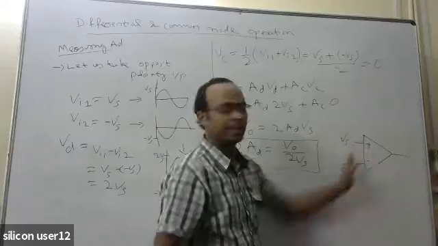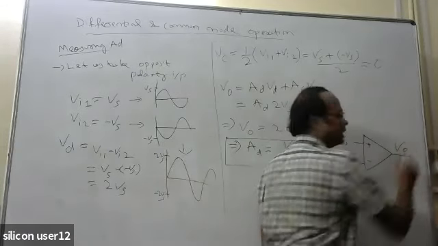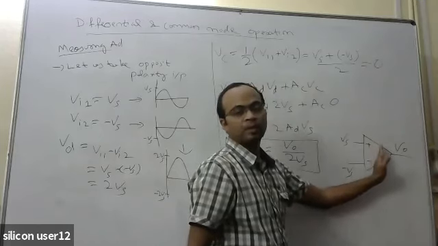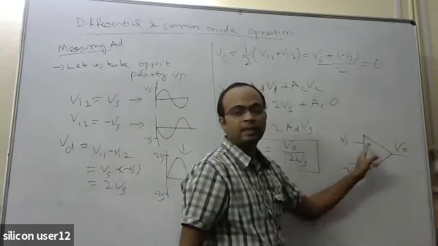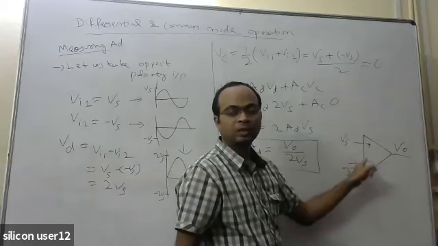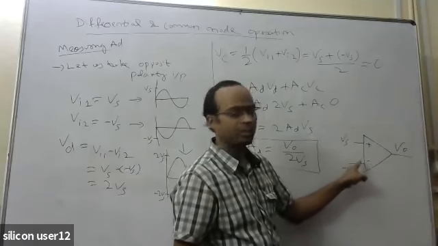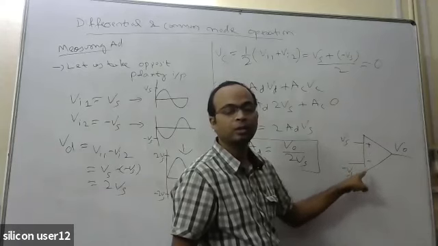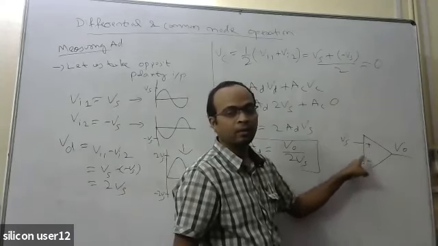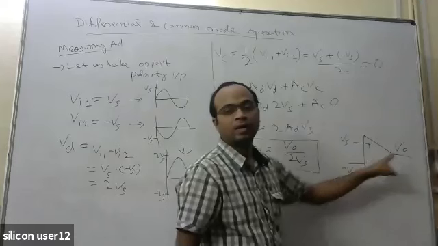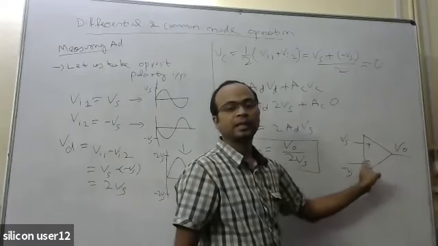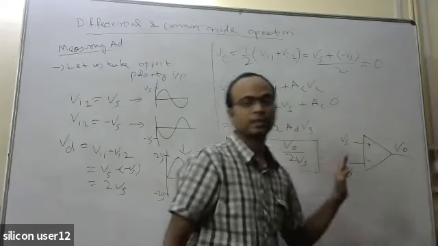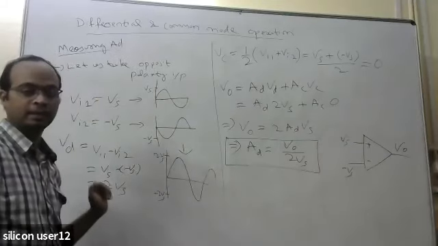Okay, so in this scenario, if my output is V0, then the net gain of this op-amp is equal to V0 by the net applied voltage. So how much did I apply differentially? Vs here and minus Vs here, so the difference between the two is 2 Vs. I applied 2 Vs here and my output came as V0. That means the gain is V0 by 2 Vs. Okay, so this is the way in which you can calculate AD.